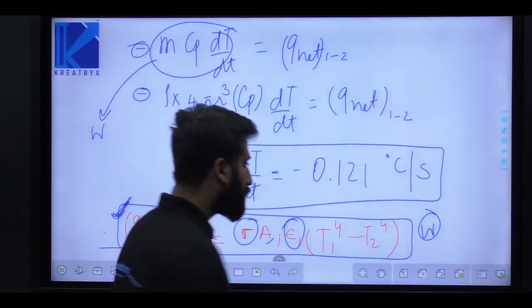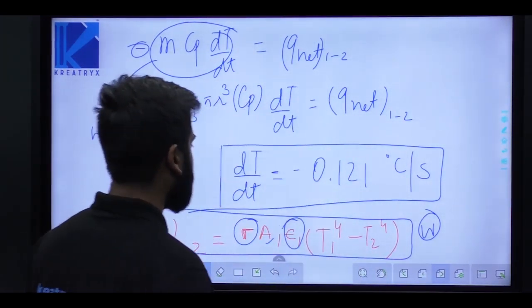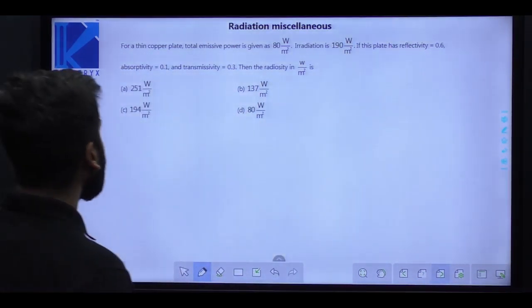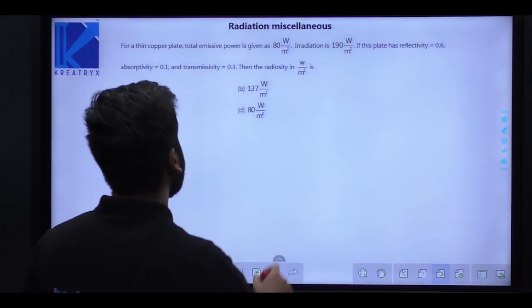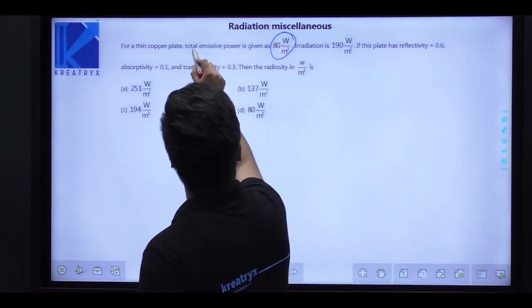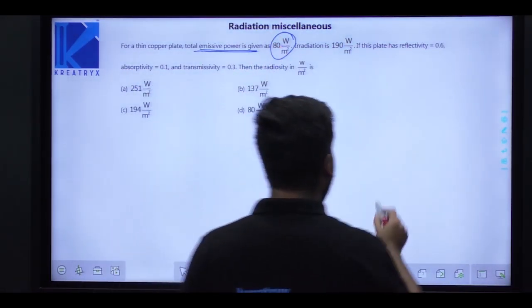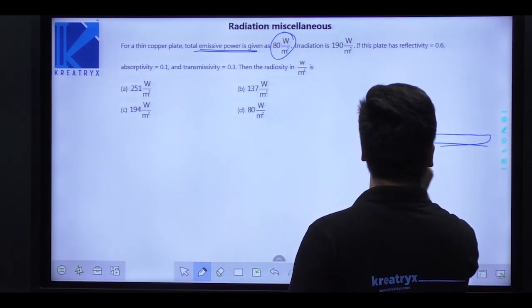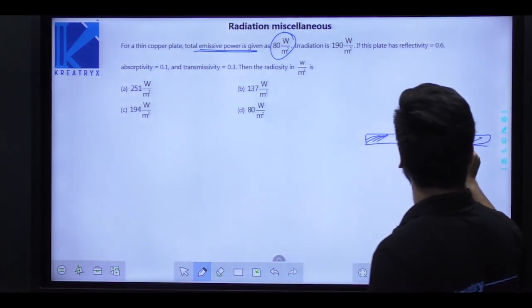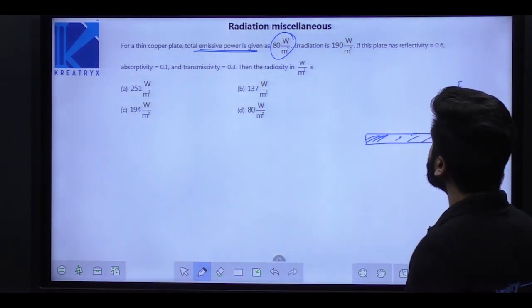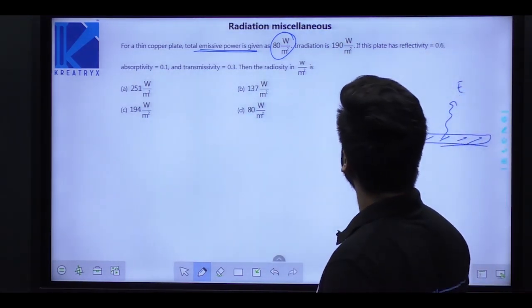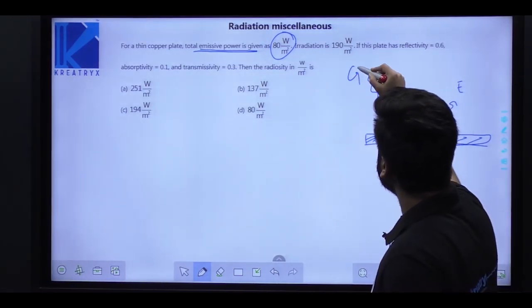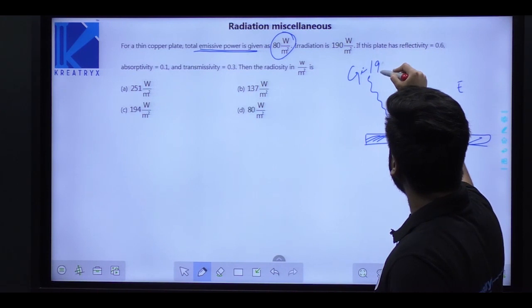So the next question is: for a thin copper plate, the total emissive power is given as 80 watt per meter square. Emissive power, that is capital E, is given. Irradiation is 190 watt per meter square, that is the radiation which is falling on this plate, G equal to 190 watt per meter square.